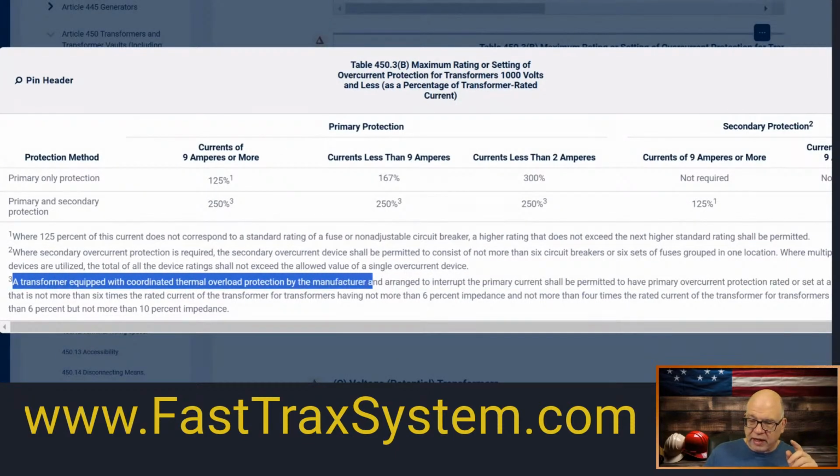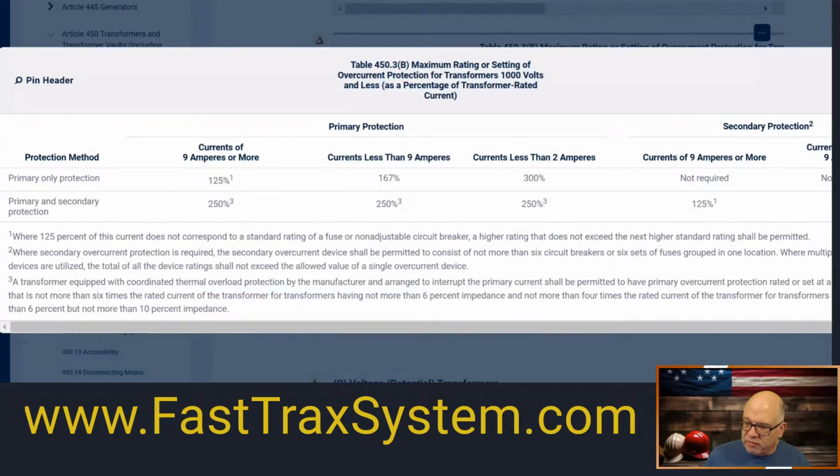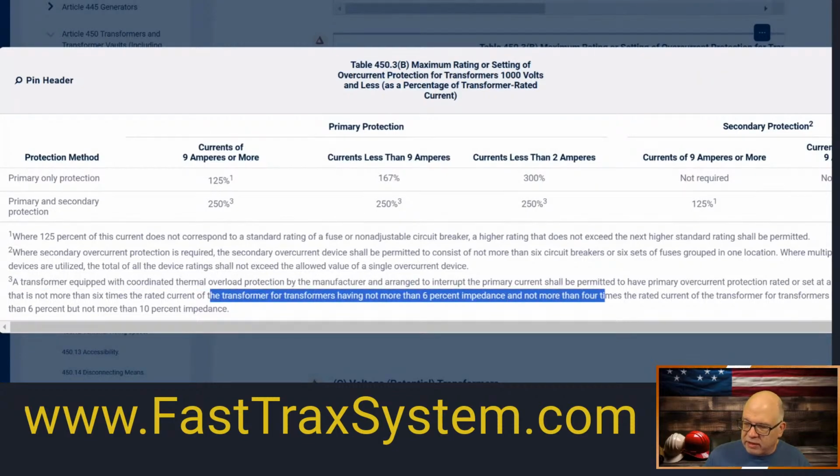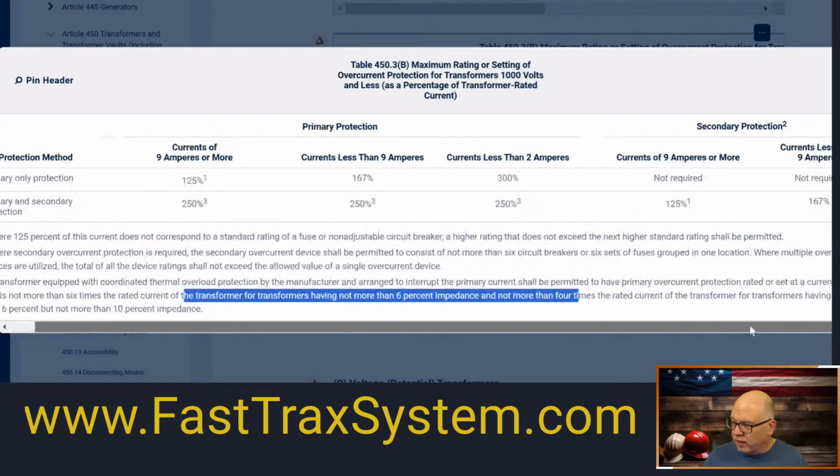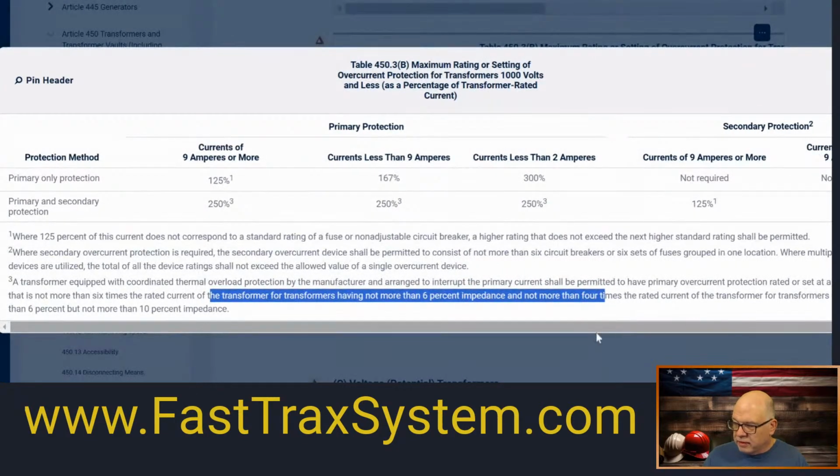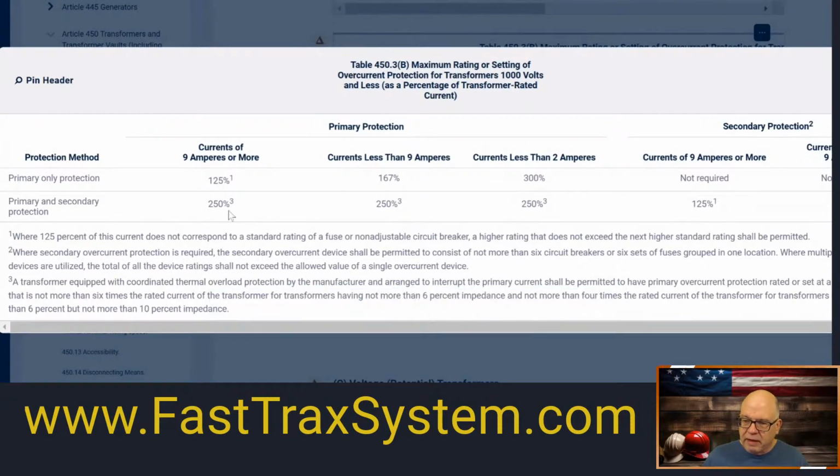These are transformers that have a thermal overload protection built in by the manufacturer. I have not encountered but one of those. And even then, it gives you some values that you can work with down here, whether it's not more than 6% impedance, and that type of thing. Or you can also have another scenario where the transformer is 6%, but not more than 10% of impedance. So it depends on your transformer's rating.